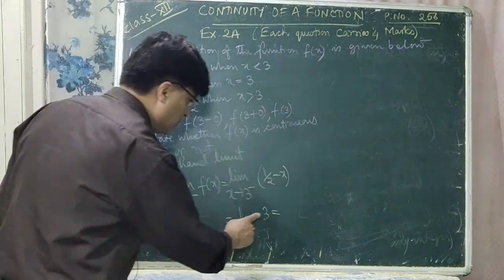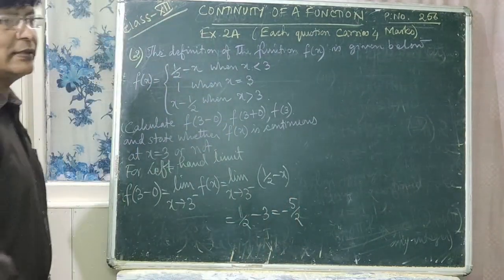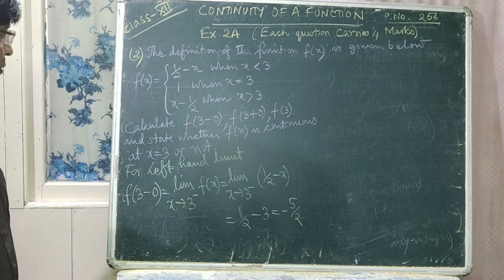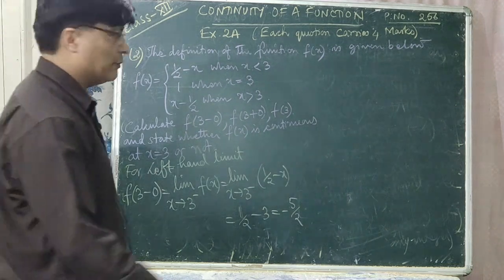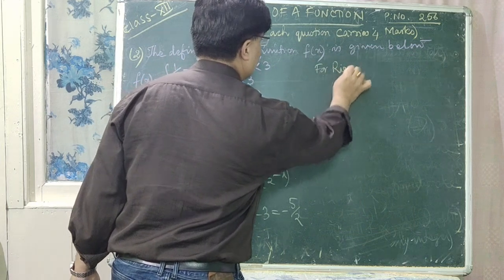So what is the value now? 2 3s are 6, that is minus 5 by 2. It is minus 5 upon 2. This is your left hand limit. Now write down the right hand limit.